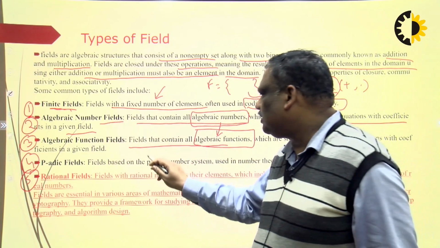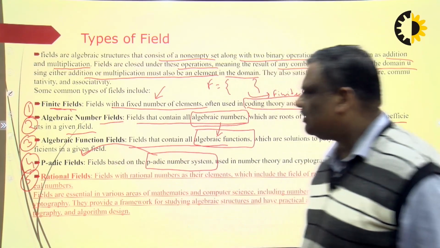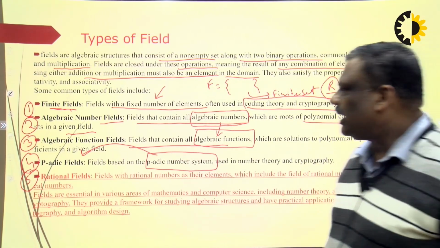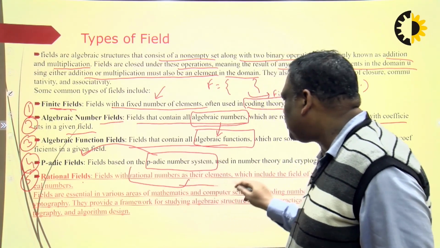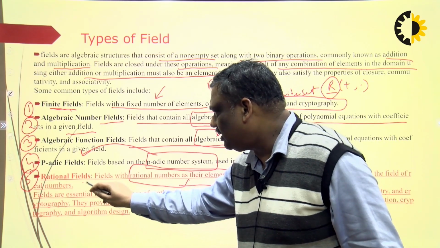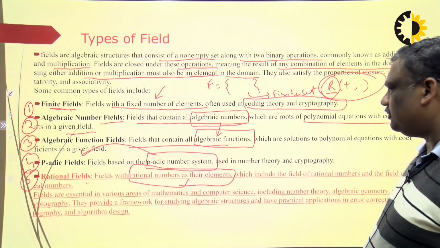A p-adic field holds the p-adic numbers. If it holds the p-adic numbers, then it is a p-adic field. And a rational field is nothing but the rational numbers. They use the rational numbers, that is the rational field. So here is also a rational field.